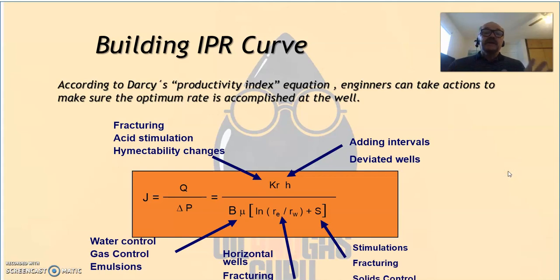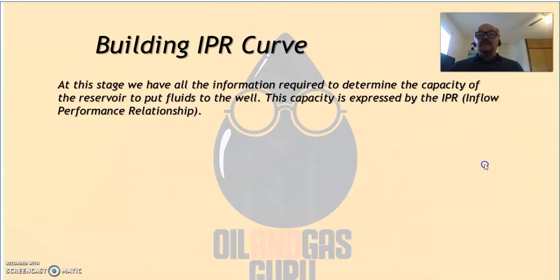When we see those parameters or the results, we start thinking about fracturing, stimulations, adding intervals, maybe deviating the well. We can think about horizontal wells. We can think about fracturing. If we have high water cut, we can think about isolating the water. So at first, when we see all those parameters together, we can start dreaming about the action we're going to take in the well.